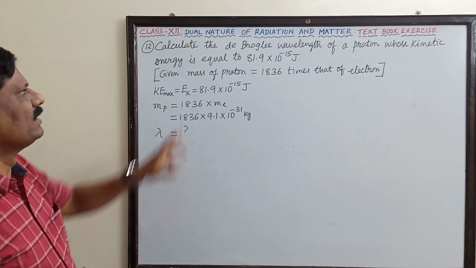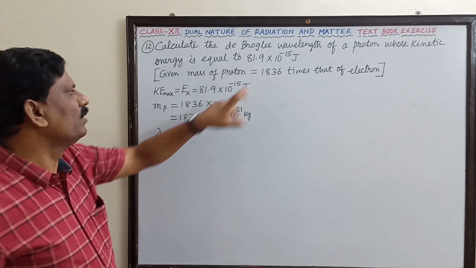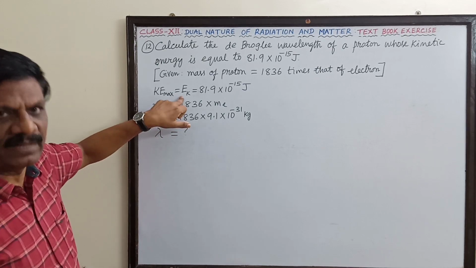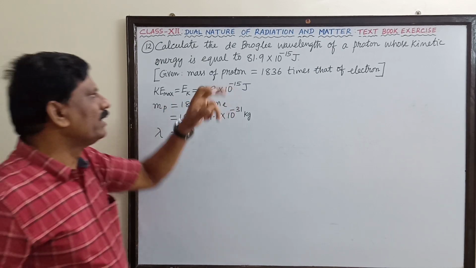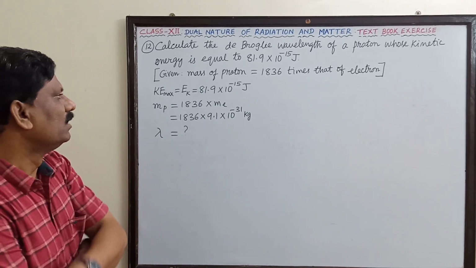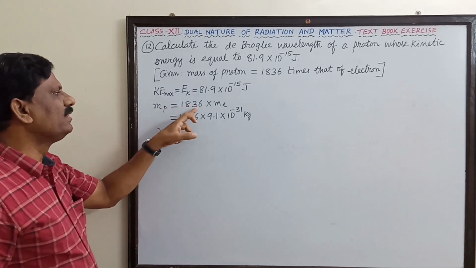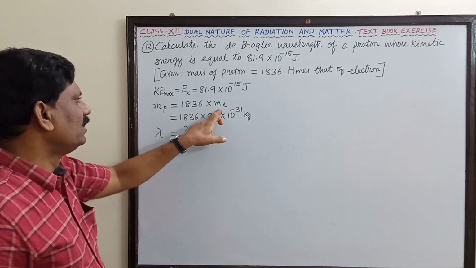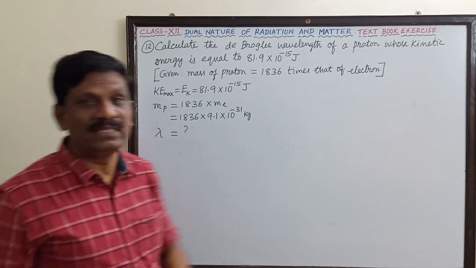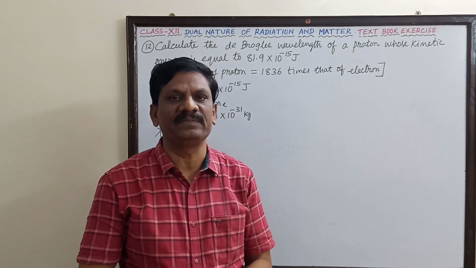So it is given that the kinetic energy is 81.9. I am using the symbol Ke max is equal to Ek. So that is equal to 81.9 into 10 power minus 15 joule. And mass of the proton is 1836 times that of the electron. And the electron's mass is 9.1 into 10 power minus 31 kg that we are supposed to remember.